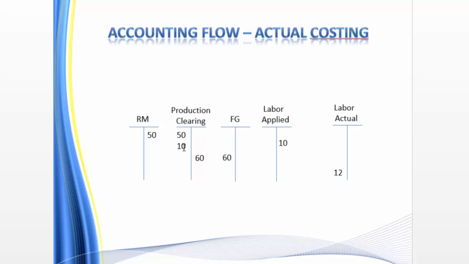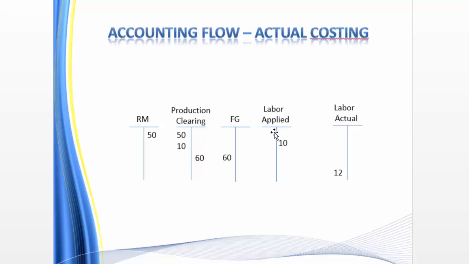The other side of this is the application of additional costs. I'm calling that labor right now, but it could really be any cost. It could be labor, overhead, depreciation, electricity, whatever, and I'll go through that in a few minutes. But what we're doing here is we're crediting a labor applied and debiting the production clearing.